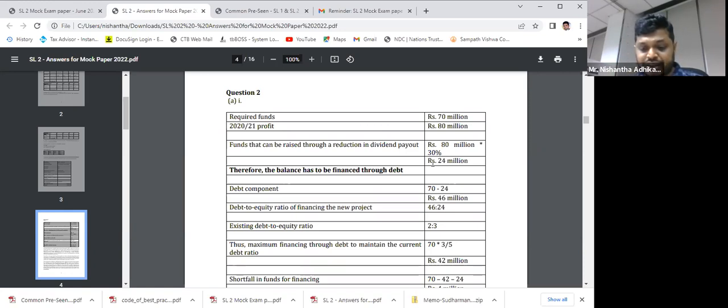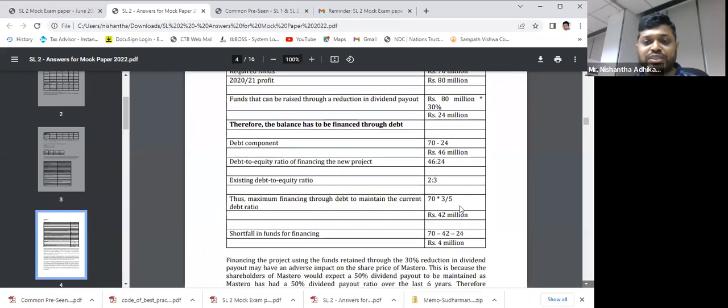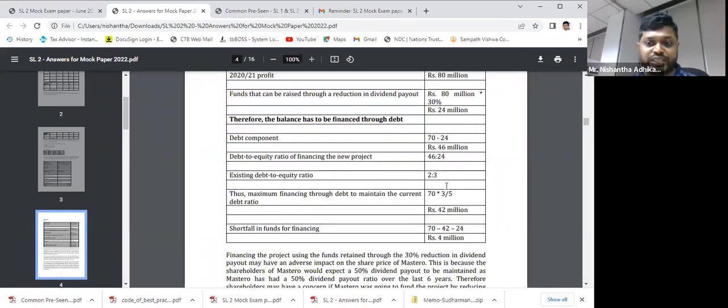Finance where? It has to be financed through the debt. Debt financing 46 million, then the ratio will be 46 to 24. Existing ratio 40 to 60. Then if we want to maintain the same debt to equity ratio, the debt financing should be only 42.